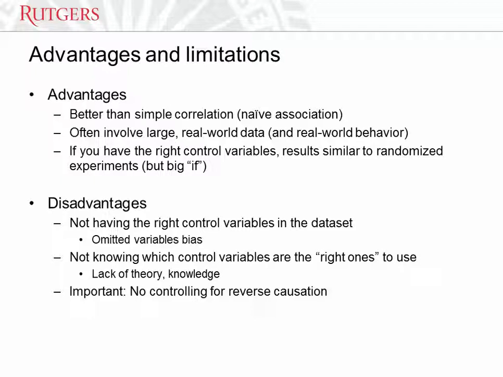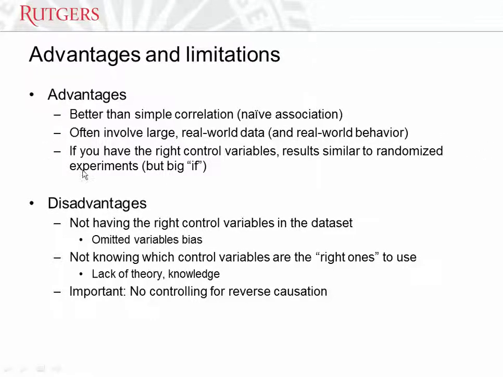And another advantage is that these sorts of studies often involve large real-world data sets, like the Texas school system data. That's a big state with hundreds of thousands, probably millions of kids, and it's real educational data. So it allows us to look at cause and effect with real-world, large-scale data, which is an advantage. Many experiments are small-scale, sort of laboratory or small-scale field experiments.